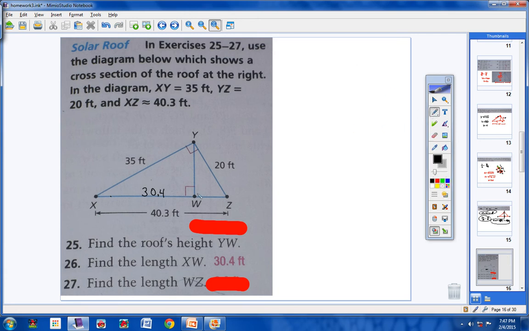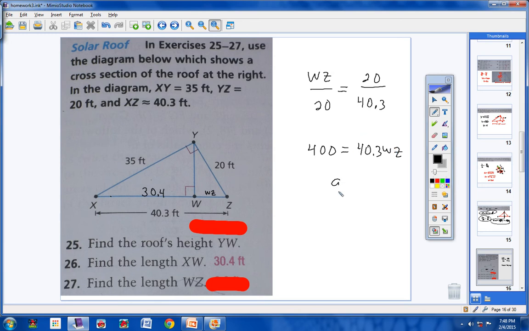We're going to call this unknown here WC. So I'm taking the geometric mean of WC and 40.3. And when I take the geometric mean of those two terms, I should get 20. So a 20 goes here and a 20 goes here. 20 times 20 is 400. 40.3 times WC is 40.3 WC. Now we're going to divide both sides by 40.3, and we'll get 9.925.